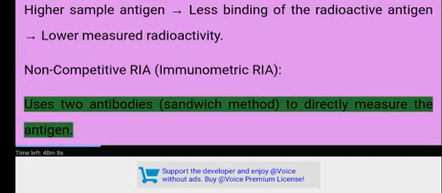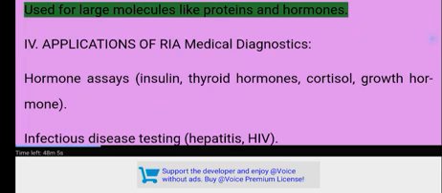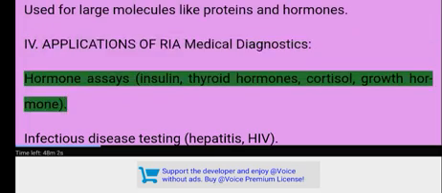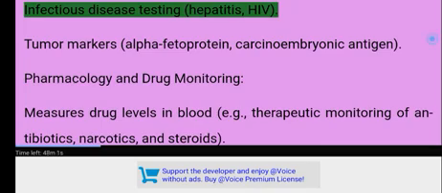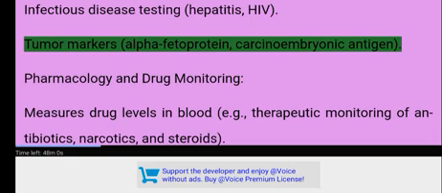Non-competitive RIA. Immunometric RIA. Uses two antibodies in a sandwich method to directly measure the antigen. Used for large molecules like proteins and hormones. 4. Applications of RIA. Medical diagnostics. Hormone assays, insulin, thyroid hormones, cortisol, growth hormone. Infectious disease testing, hepatitis, HIV. Tumor markers, alpha-fetoprotein, carcinoembryonic antigen.